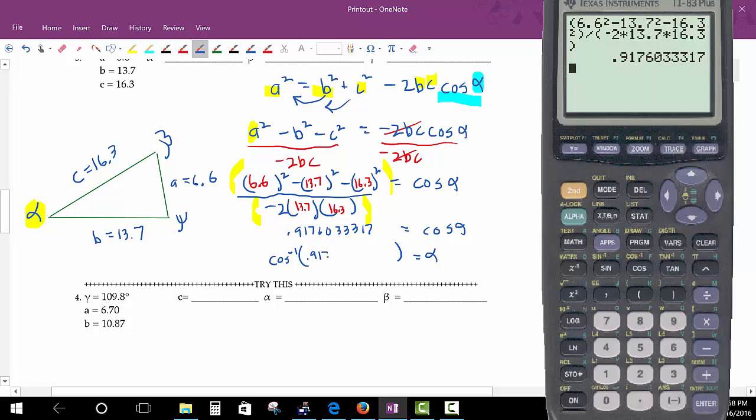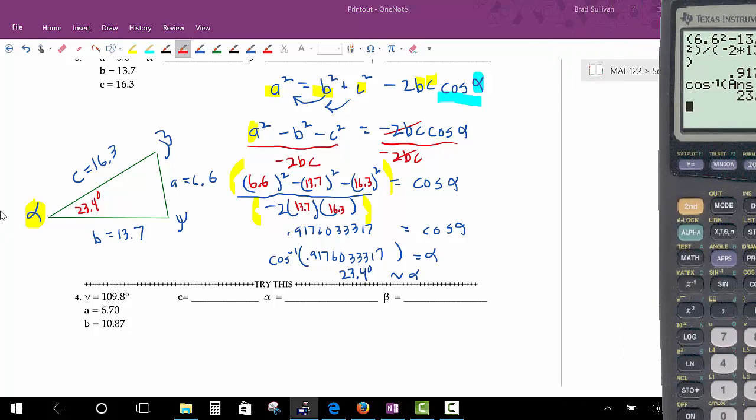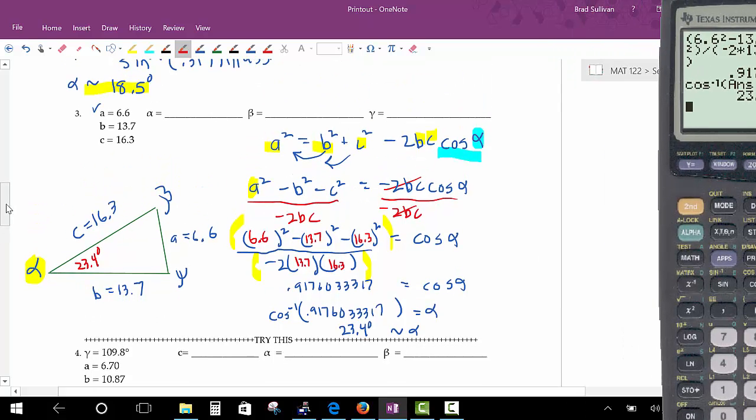Okay, so to keep from having to continually rewrite stuff, on my calculator I can go second cosine. That is stored in the answer key. So I do that, so that means alpha is going to be approximately 23.4 degrees. Okay, so I've got alpha has now been calculated as 23.4 degrees. Okay, so that's how I would use law of cosines in this case, is I would pull out a formula.